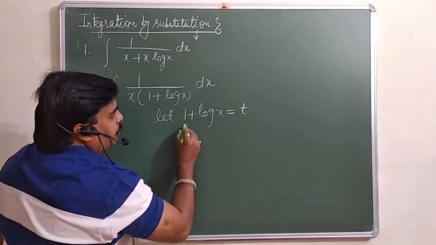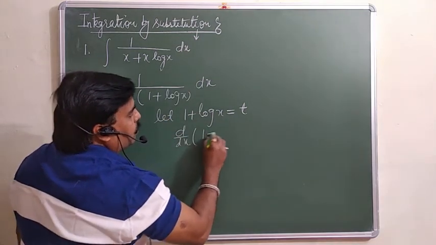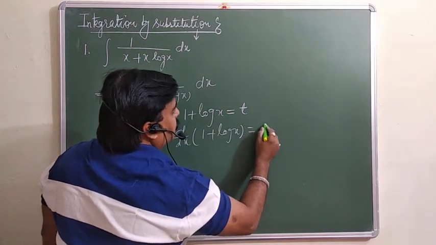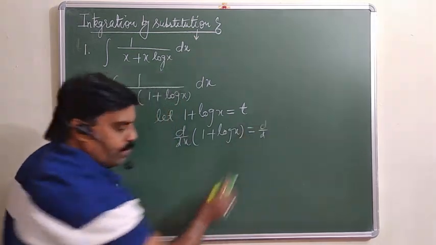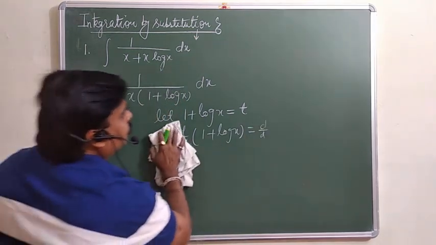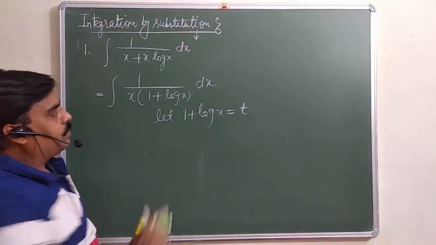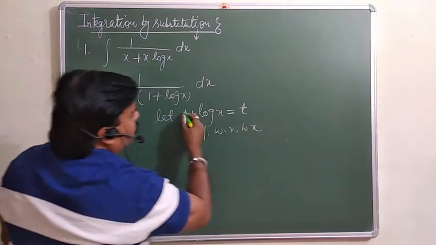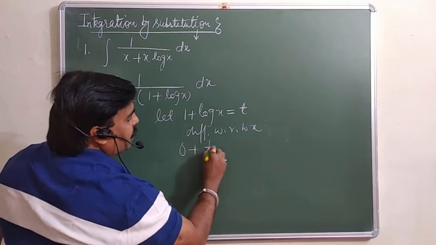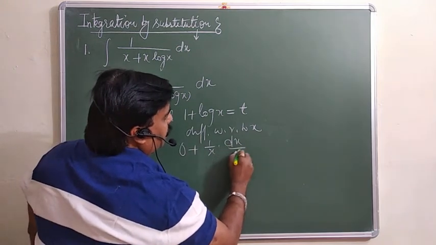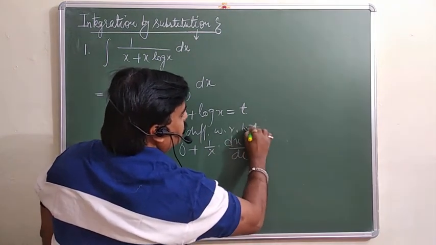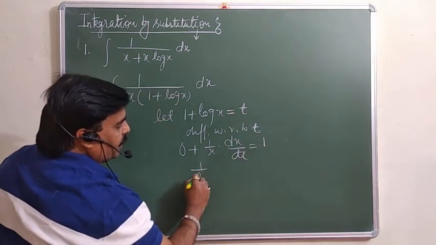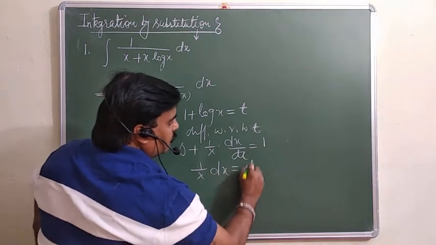So if we take the derivative with respect to x, we are going to do d over dx of 1 plus log x. That we can directly do. I am going to differentiate with respect to x. So this is 1 plus 0, log x means 1 over x, dx over dt. With respect to t we are going to do, because we are assuming 1 plus log x is equal to t. So you will get 1 over x dx is equal to dt.